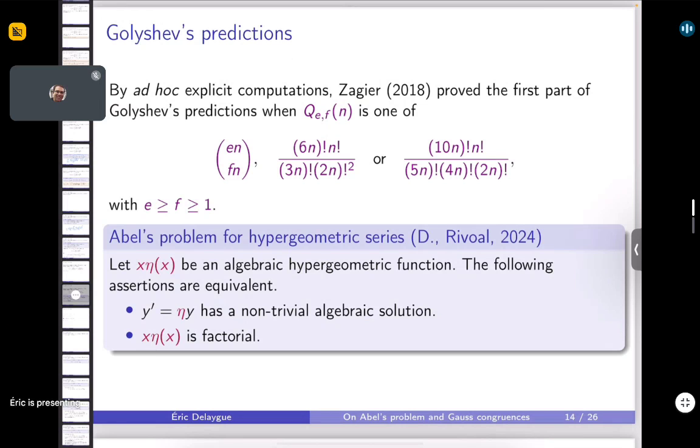And so we give a characterization with Tanguy Rivoal in the case of hypergeometric series. You start with x times eta, which is an algebraic hypergeometric function, so not factorial a priori, okay? And then we have an equivalence which says that Abel's problem has a non-trivial algebraic solution if and only if x eta is factorial. So this means that the prediction of Golyshev is sharp. If it is not factorial, Abel's problem has no algebraic solution.